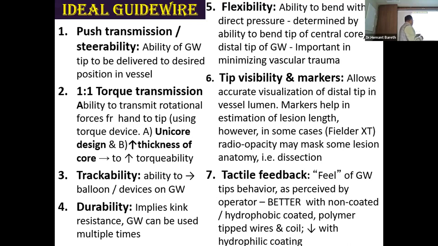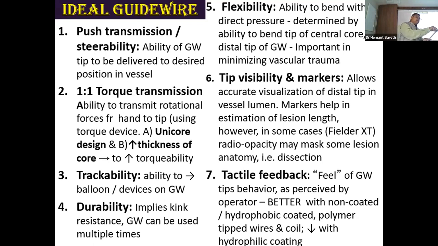Then the fourth thing is durability. Durability means kink resistance. If you take a guide wire, normally a wire has a core which ends somewhere just before the tip, and it is connected to a coil. You can see this is a guide wire, and there is a coil here at the end. Durability means that you can bend this coil and make a particular shape of the tip, and then change back the shape of the tip. If it is possible to do that, then it is a durable guide wire.